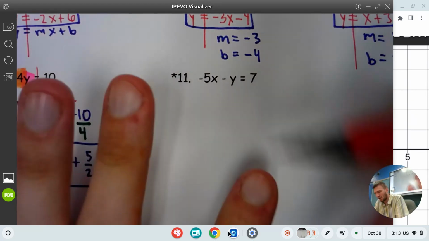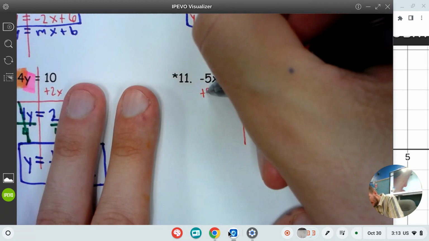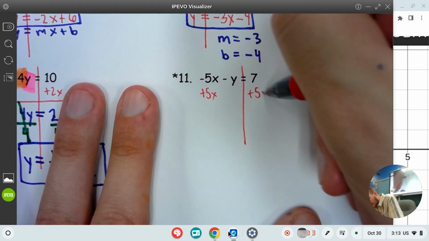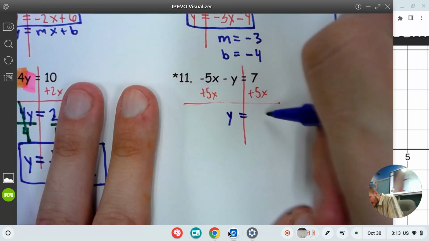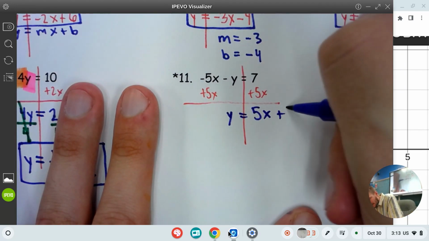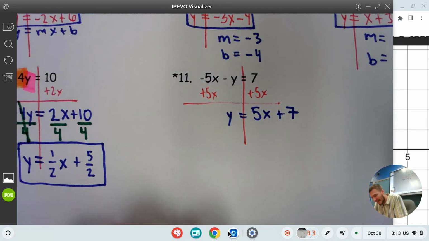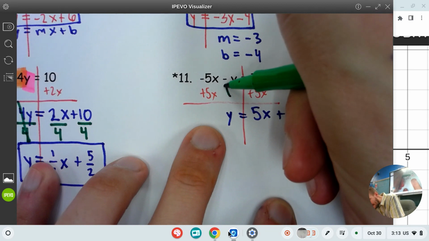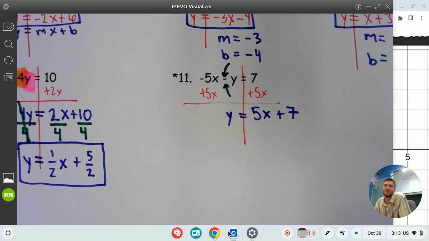Last one, going quickly, here we go. We're going to add 5x to both sides. Again, we're moving quickly, plus 5x, plus 5x. We're going to have y equals 5x plus 7. Wait, wouldn't it be -1? Nice catch, I like that. This negative sign has been killing kids in class today. They've been struggling with that negative sign.